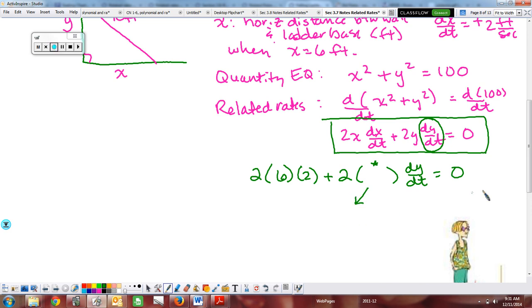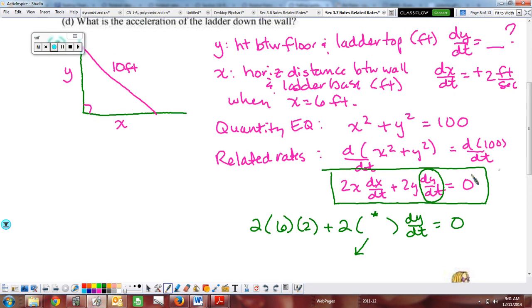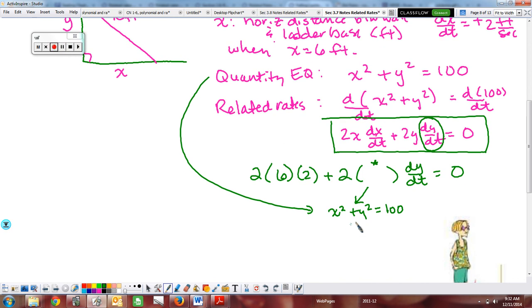What do we know? Now we go back to the instant. I know a relationship using the quantity equation. I know that x squared plus y squared equals 100. Can I find the y when x is 6? Sure. 6 squared plus y squared equals 100. 36 plus y squared equals 100. y squared equals 64, so y equals 8. At that instant, because this is the when part, I needed to find some information. So I find it, I'm going to plug in my 8, and now I simply have to solve the problem.